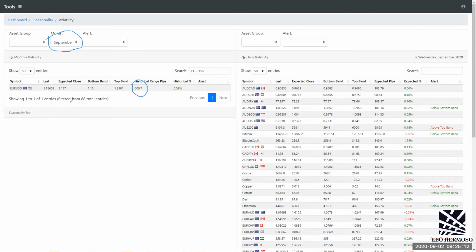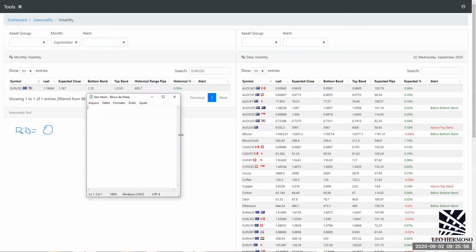So check this. What is this bottom band and what is this top band? I will change the name, because the right name would be expected low and expected high. And how do I calculate this? Simple. I get the open for the month, sorry, not the close, the open, to calculate the bottom band.